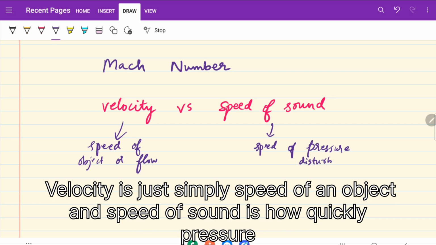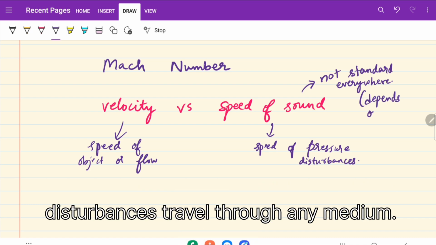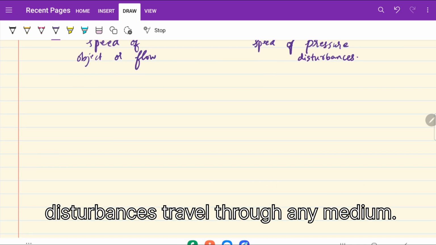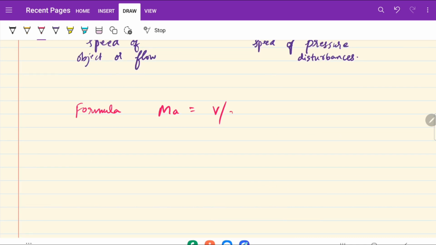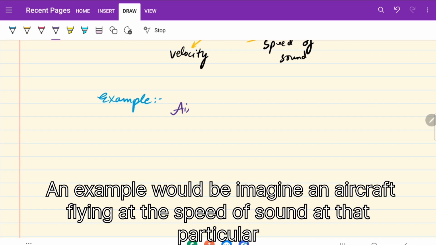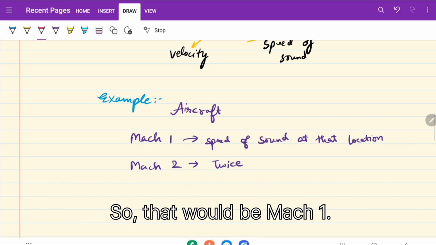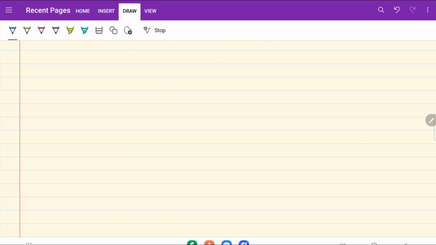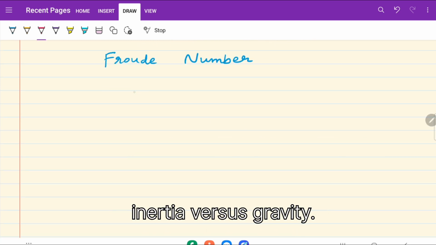Velocity is just simply speed of an object, and speed of sound is how quickly pressure disturbances travel through any medium. Formula is v divided by a, where velocity divided by speed of sound basically. And an example would be: imagine an aircraft flying at the speed of sound at that particular location. So that would be approximately Mach 1. Coming on to Froude number, it is inertia versus gravity.